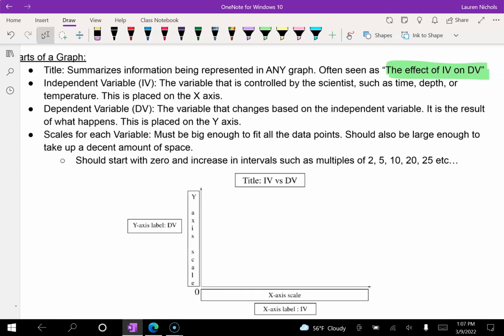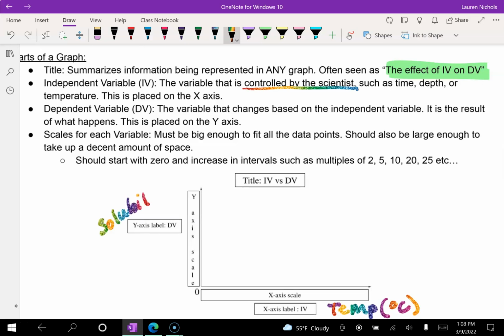So you have a title, often seen as the effect of your independent variable on whatever your dependent variable is. Your independent variable is the one that's controlled by the scientist. So in the case of solubility, that would be temperature, right? So for us, it's temperature in degrees Celsius on our x-axis. That's our independent variable. Our dependent variable is going to be solubility, because that is what is dependent upon what temperature it is. And then you have a title, and then you need to do your scale.